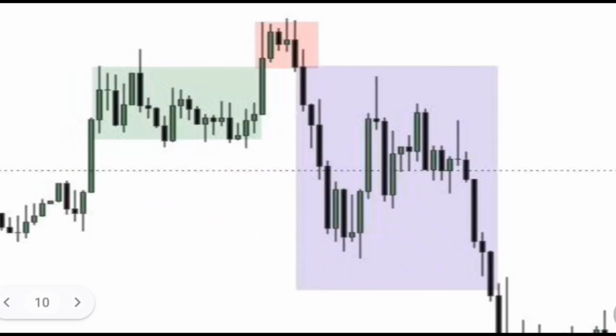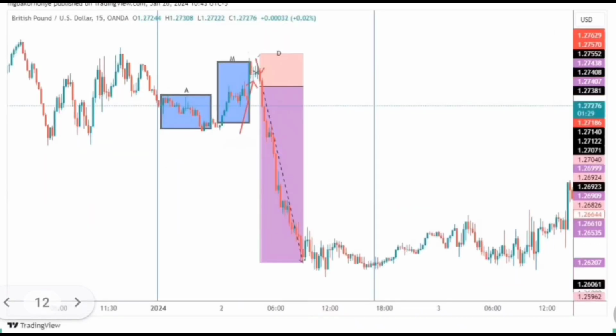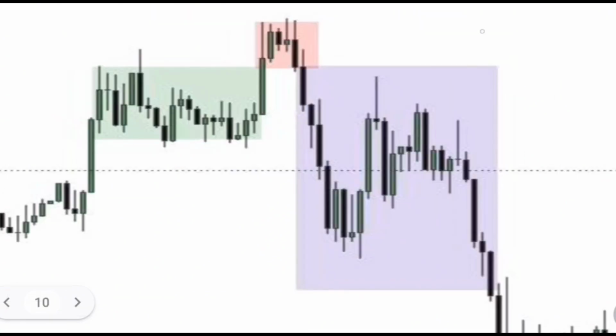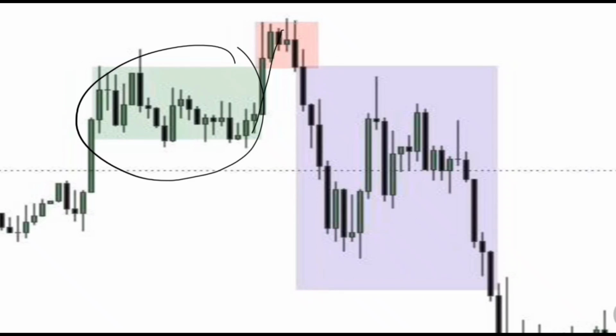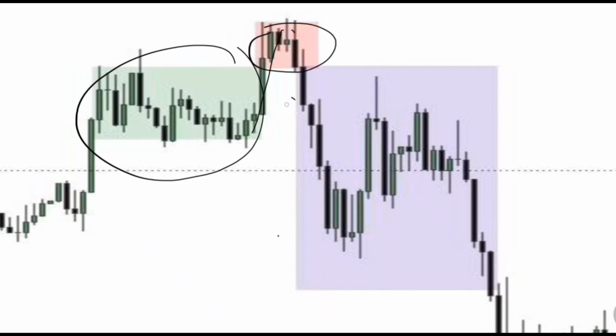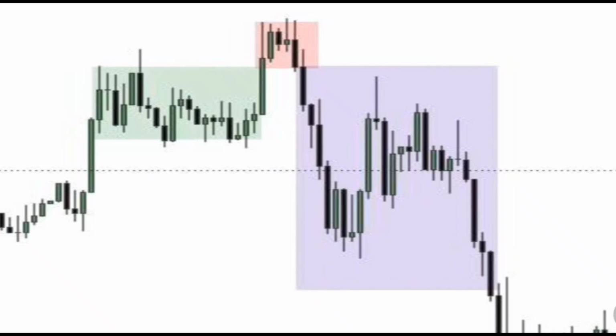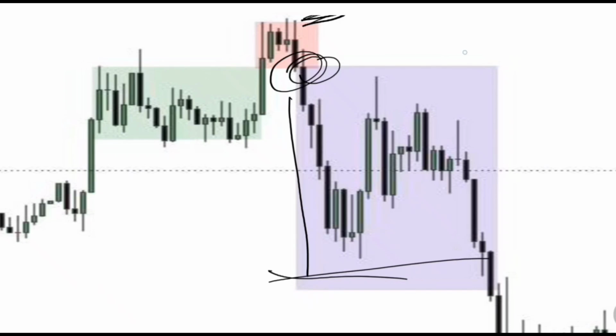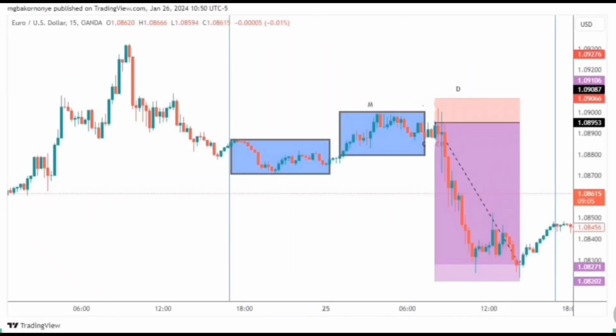Okay, now look at this. This is a sharp example of this. You can see the accumulation, manipulation, and this is the manipulation and distribution. All right, distribution. So this is a sharp example of that. Your entry is somewhere around here, stop loss somewhere around here, and this is your take profit somewhere around here. All right, so this is another one.